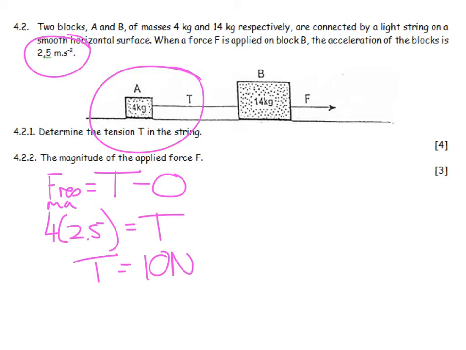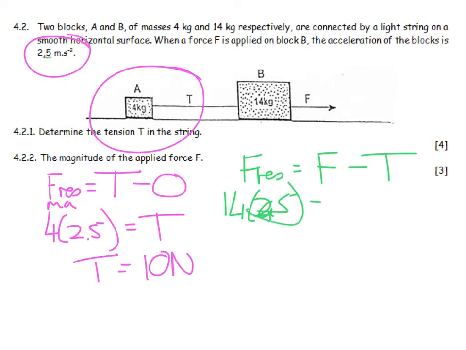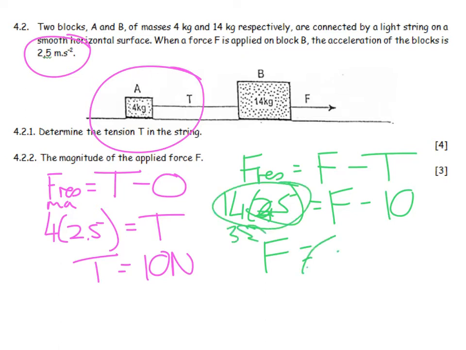And then the next one is the resultant force is equal to the big force minus the little force. The resultant force is 14 times a, mass times acceleration, which is 2,5, is equal to a force I do not know minus a tension I do know. And therefore, when I resolve this, this turns out to be 35. So it's 35 plus 10, and that's 45 newtons.